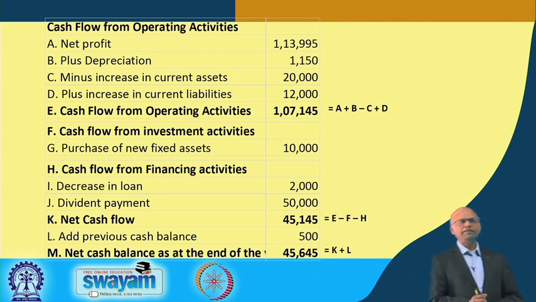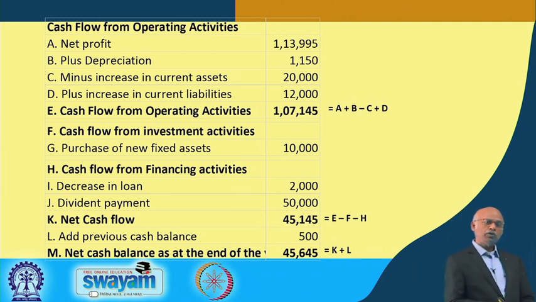Cash flow from financing activities, decrease in loan, because you have paid 2,000 rupees to a friend. So, you have literally taken out cash, from your bank account or from your cash box, and gave it to him. So, 2,000 rupees cash went out. Decrease means cash negative. So, this should be negative.